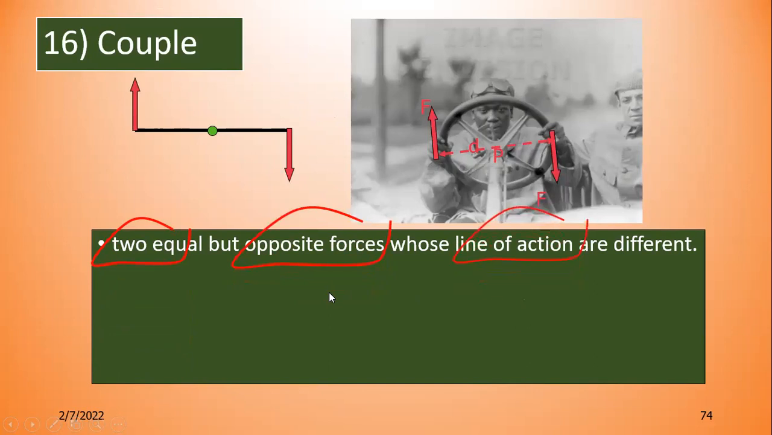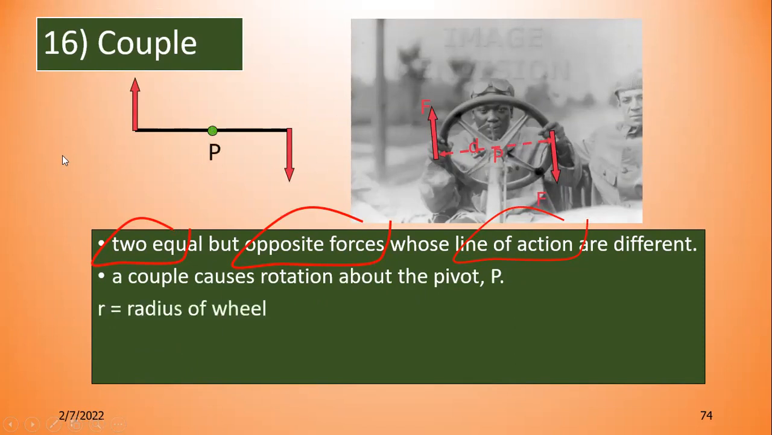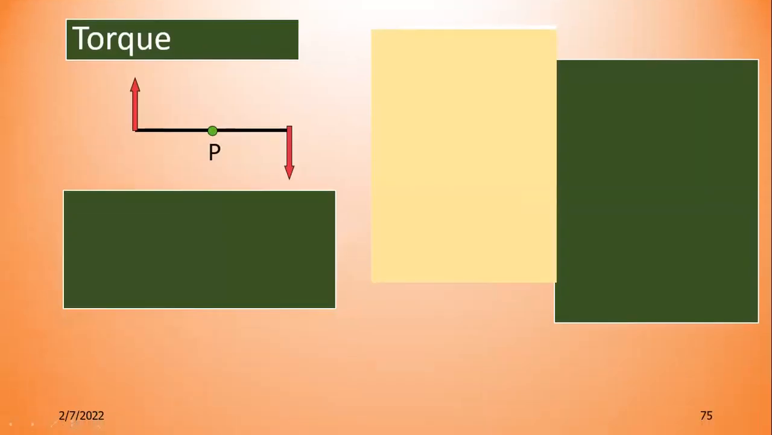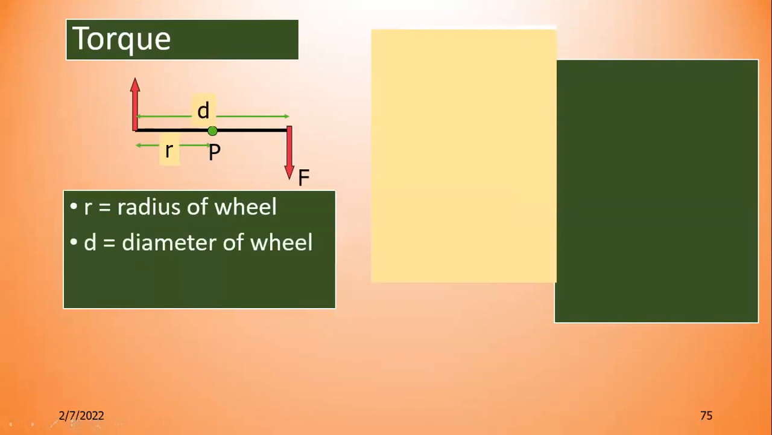There is a condition for a couple. A couple causes rotation about point P. You see that point there. R is the radius of the wheel. D is the diameter of the wheel. F is the force by the hand. One is going up, one is going down. So we define the same thing: R, radius of wheel; D, diameter of wheel. There's your force, couple. The two forces, parallel, in opposite directions, form a couple.